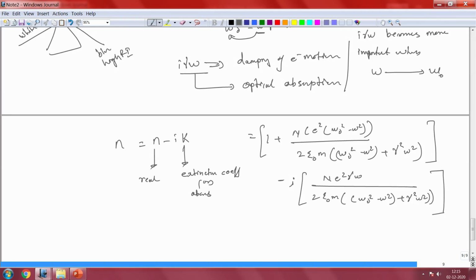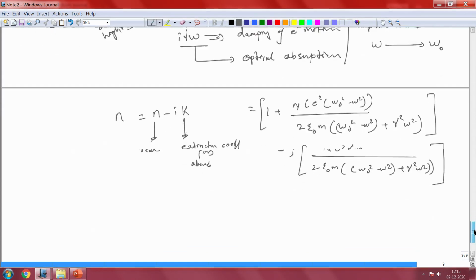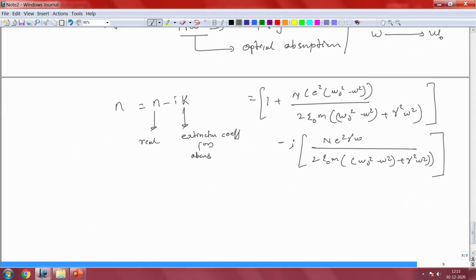All right. So now you can see the real part of the refractive index and the imaginary part of the refractive index very clearly. So you can actually try to plot this one. When omega becomes very close to omega naught, this whole term becomes close to 0. It's reaching 0.